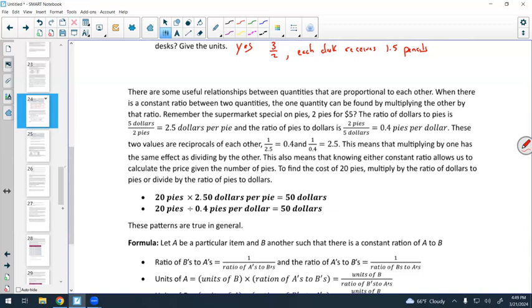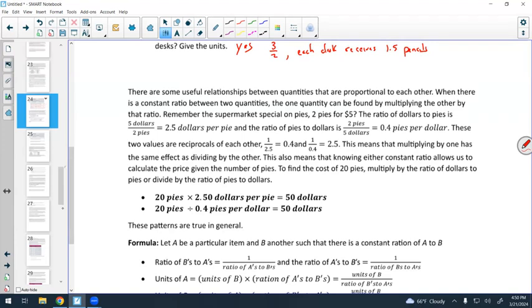So there are some useful relationships between quantities that are proportional to each other. When there is a constant ratio between two quantities, one quantity can be found by multiplying the other by that ratio. Remember the supermarket special on pies, 2 pies for $5? The ratio of dollars to pies is 5 to 2, or 2.5 dollars per pie. The ratio of pies to dollars is 2 to 5, or 0.4 pies per dollar. These two values are reciprocals of each other. 1/2.5 is equal to 0.4, and 1/0.4 is equal to 2.5.